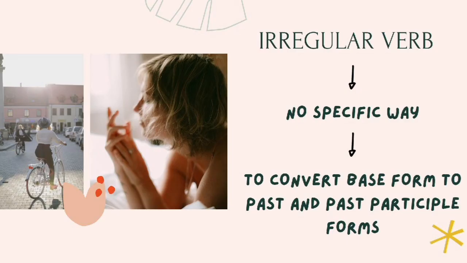Okay, for irregular verbs, there is no specific way to convert the base form to past and past participle forms. You just need to practice and always check your answers. Also read more.